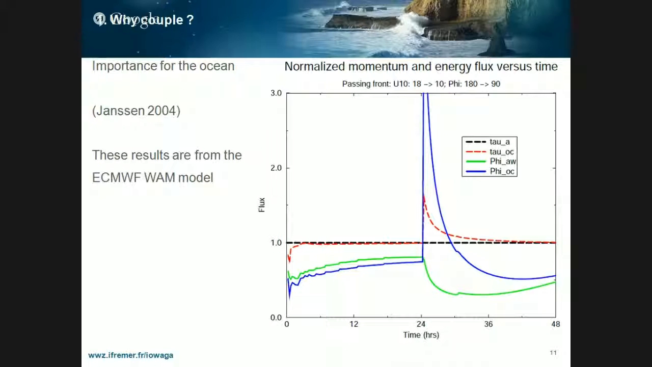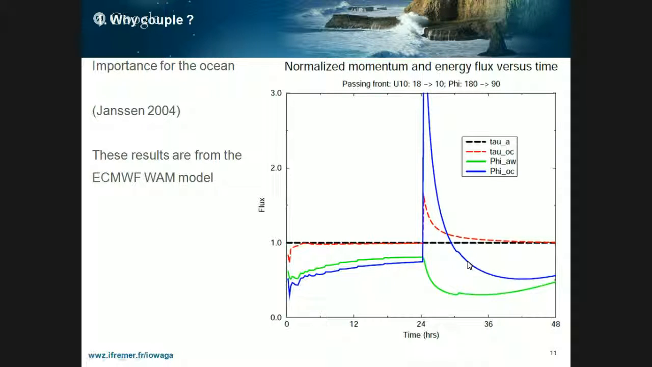So here you have a front passing, so the wind speed drops from 80 meters per second to 10 meters per second, and the wind is turning. And the wave model, if you believe it, would tell you that instead of the wind dropping right away, you still have some momentum going to the ocean because the wave has some memory. And this memory for the stress can go for 4, 5, 6 hours. So instead of forcing your ocean circulation model with just the wind stress, maybe you should force it with the wave stress, and that wave stress will be less variable than the wind stress.